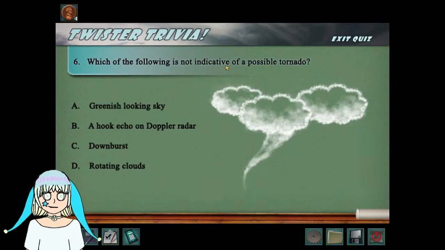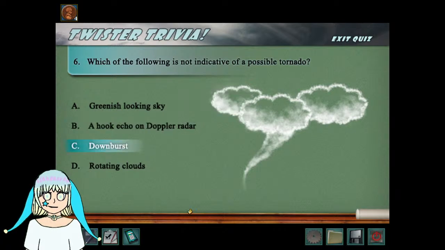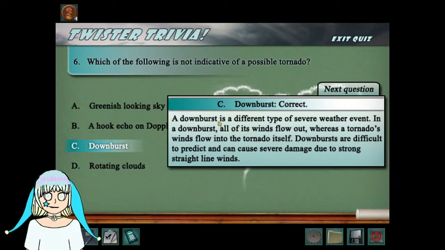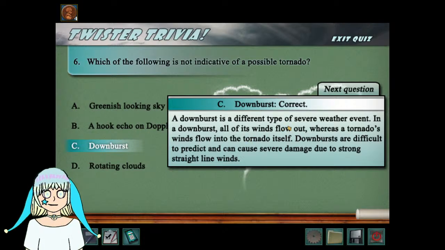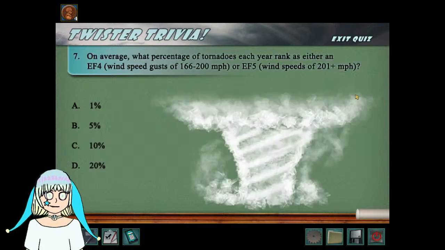Which of the following is not indicative of a possible tornado? Greenish looking sky, that is. A hook echo on a Doppler radar, I don't know. Downburst, rotating clouds. I'm guessing this? Okay, then a downburst. Because I know rotating clouds are. A downburst is a different type of severe weather event. In a downburst, all of the winds flow out, whereas tornado winds flow into the tornado itself. Downbursts are difficult to predict and can cause severe damage due to strong straight-line winds. I've never heard of this before.